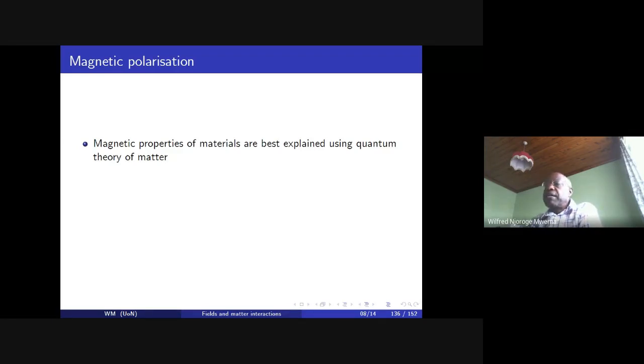Strictly speaking, magnetic properties of materials are better handled using quantum mechanics. But here we are just going to use some quasi-classical approach so that we don't start having to remember Schrödinger's equation. Okay? So we can always use quantum theory of matter to explain this.